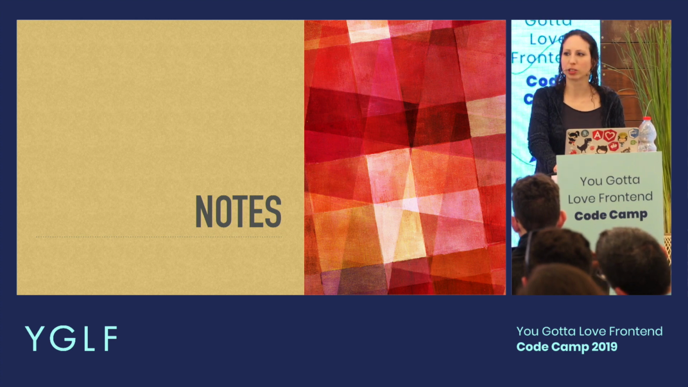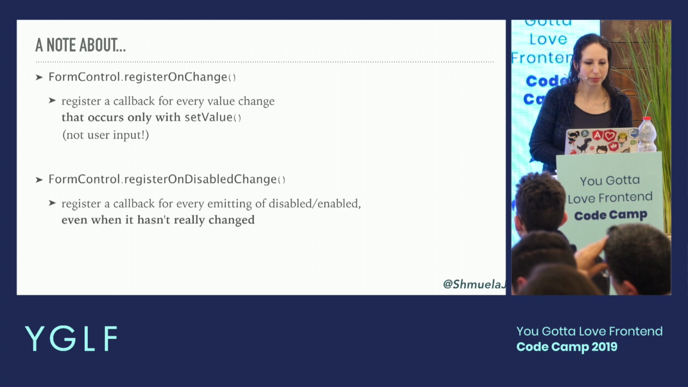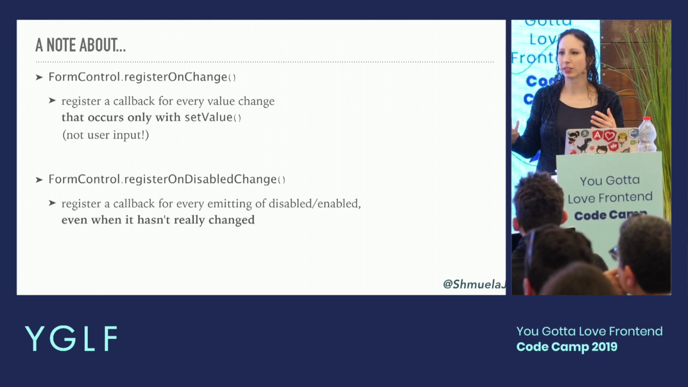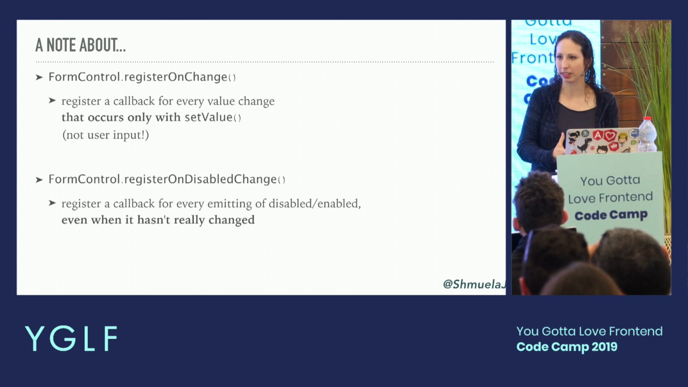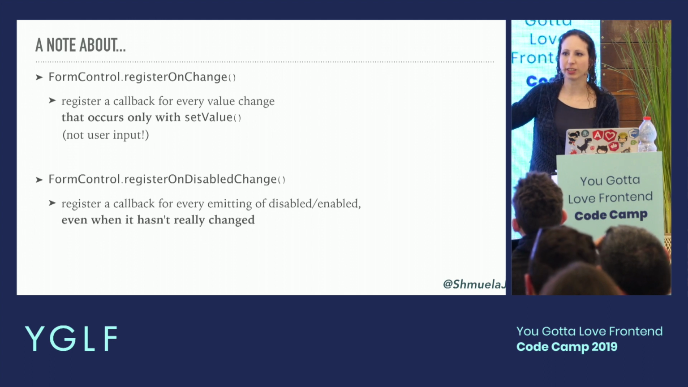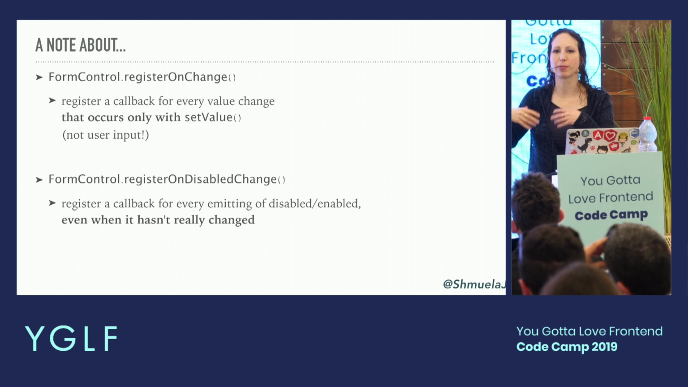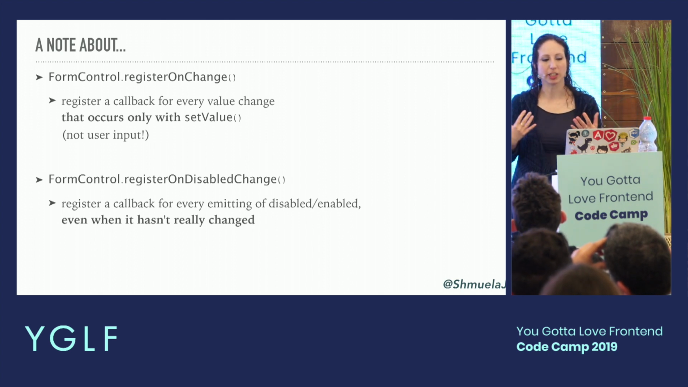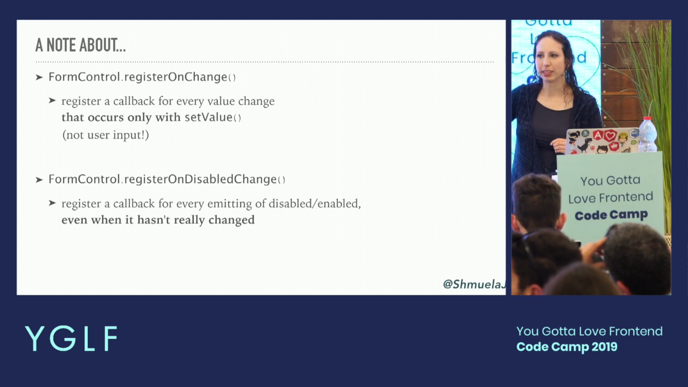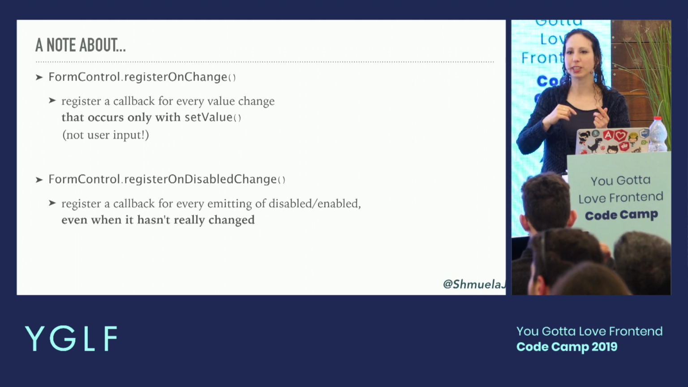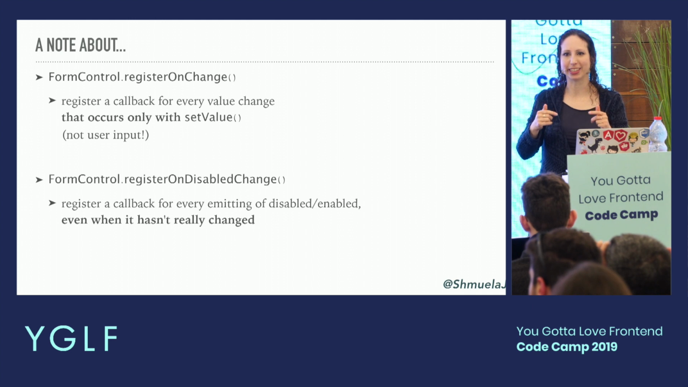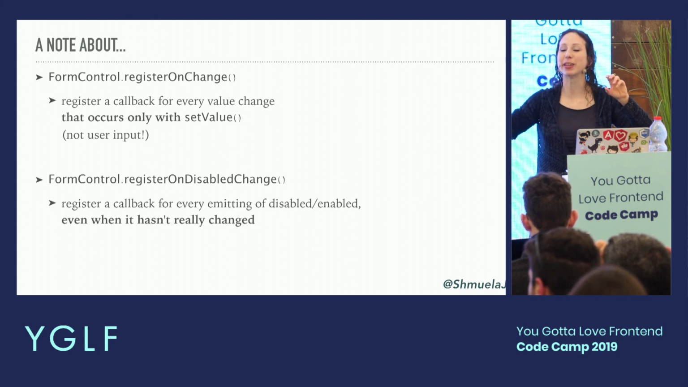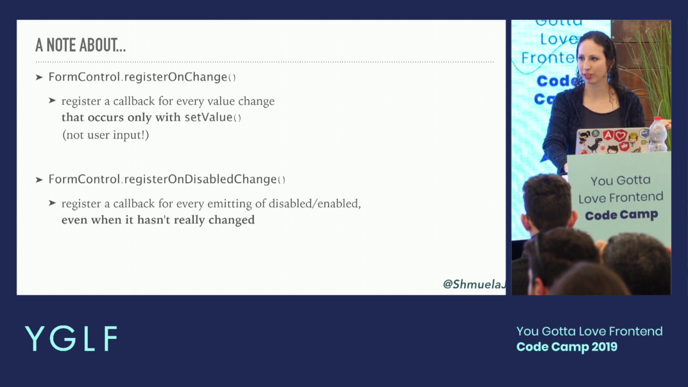Okay, so just a few quick notes to add here. In form controls, we have a method registerOnChange, and one thing that is not very clear sometimes is what changes you register to. These are changes that only happen with setValue, meaning only programmatic changes, not user input. And another method, registerOnDisabledChange, emits an event not only when the disabled state changes, but anytime it is set. So if a control is already disabled, but you call setDisabled again, it will emit every time. So not only when it's changed. You have to pay attention to that.